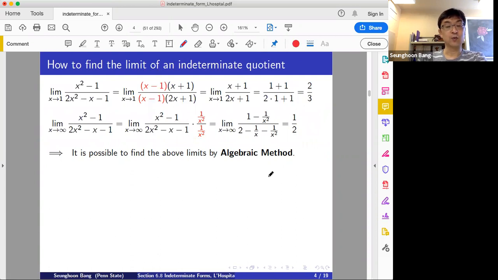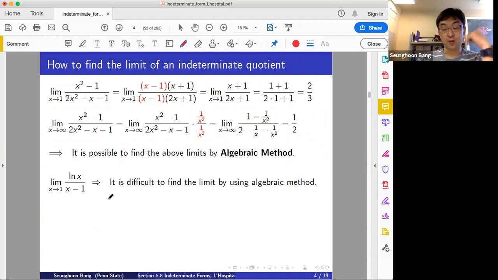It is possible to find the above limits by algebraic method. What's that? You can plug 1 into the top one and the bottom one: ln of 1 over 1 minus 1. Exactly 0 over 0. So what's that? I cannot use algebraic method. We don't have any common factor. You cannot divide, you cannot cross out a common factor. Impossible, because ln of x is not a polynomial.